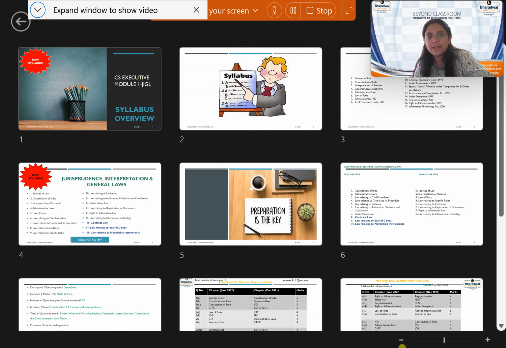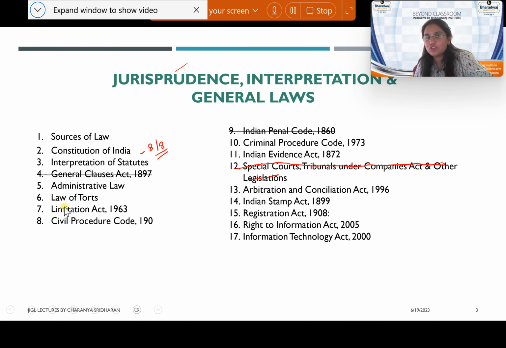I will tell you the number of classes I will be taking for each one of these topics. Okay? In the 17 chapters, he has deleted this chapter, General Clauses Act. He has deleted one very big chapter called the Indian Penal Code. He has deleted one very small chapter called Special Courts and Tribunals. I think he has probably included it in company law. 3 chapters he has deleted from the syllabus.